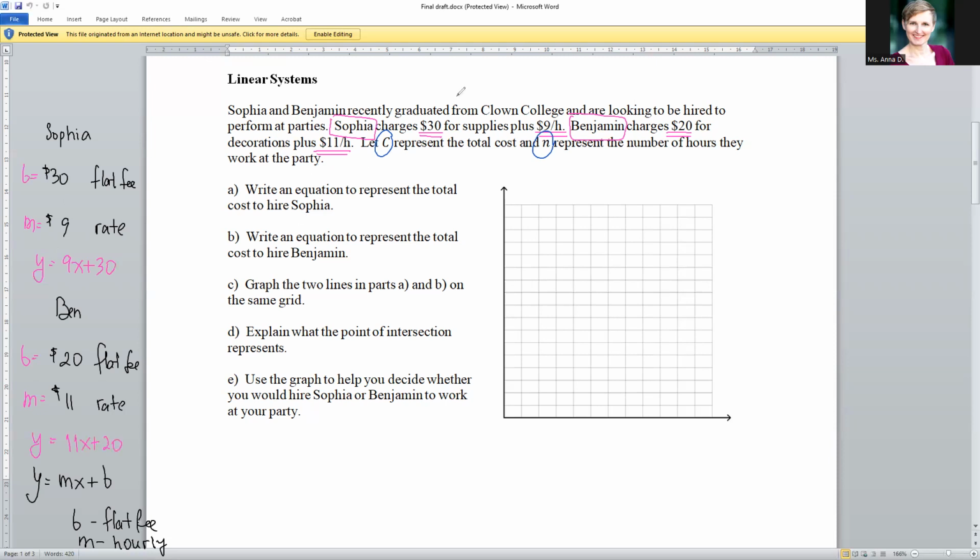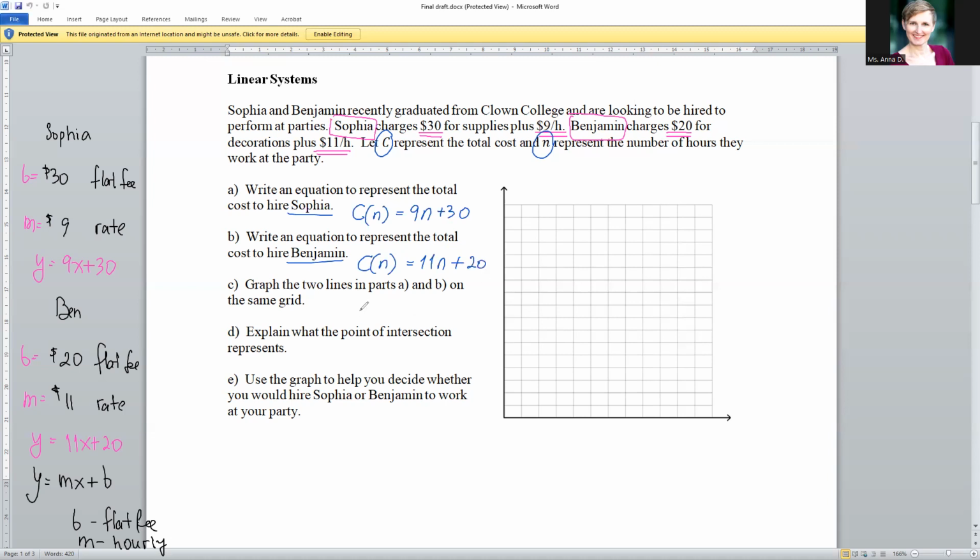And it's almost good, except that that's not what we should be doing. We should use C and N. So we should properly rewrite the pink equations so that they use letters C and N. So for Sophia, C of N will be 9N plus 30. That is cost, depending on the hours worked. 9 times hours plus 30. For Benjamin, cost, depending on the number of hours worked, will be 11N plus 20.